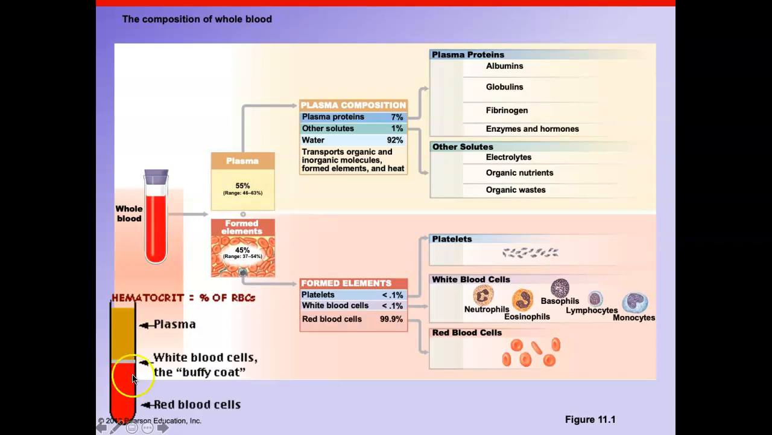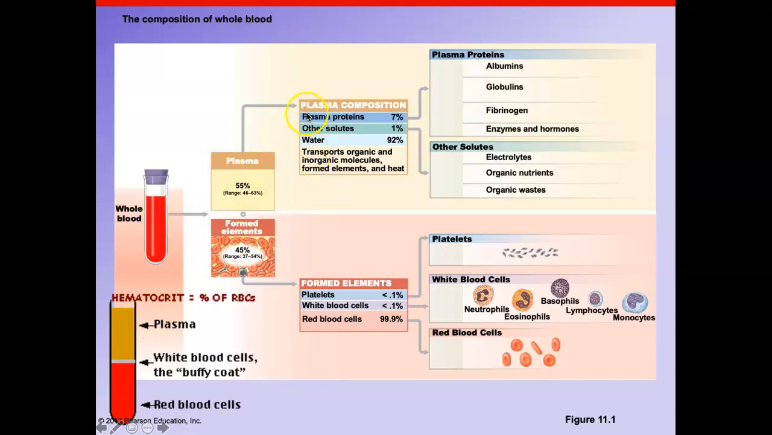So here is our whole blood, and if we were to centrifuge that blood, all of the blood cells, or the formed elements, would drop to the bottom. Most of it, 44%, is red blood cells. 1% is the white blood cells, which is the buffy coat, and then the plasma, which is straw colored.